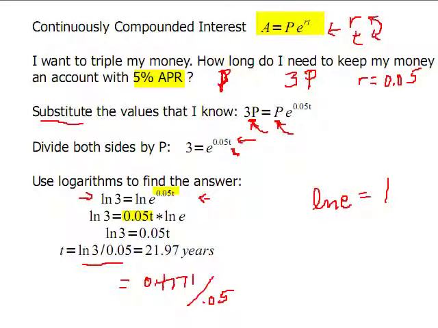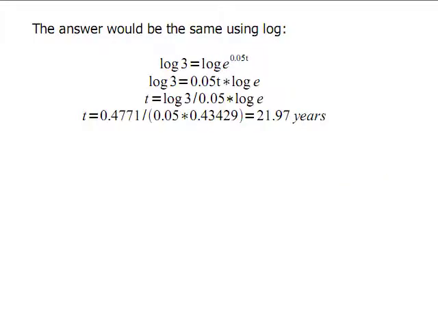You aren't required to use natural log because you have the e. You can use log and you will get the same answer, and I'm going to demonstrate that now. Here I have the same problem, but instead of using natural log, I'm going to use log. So I take the log of both sides.